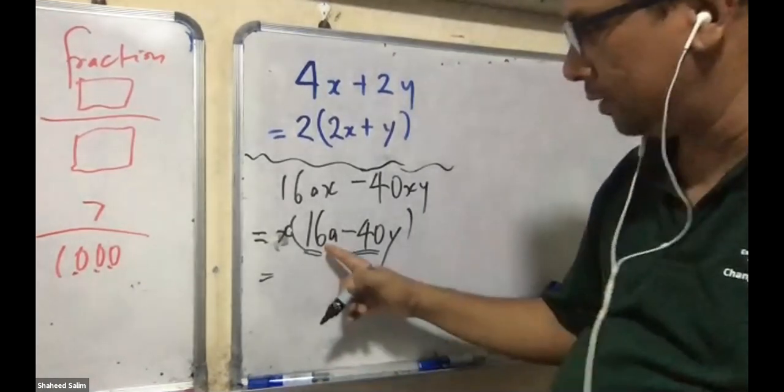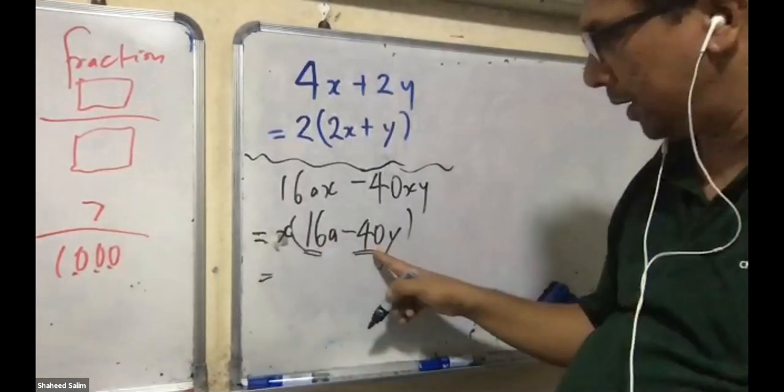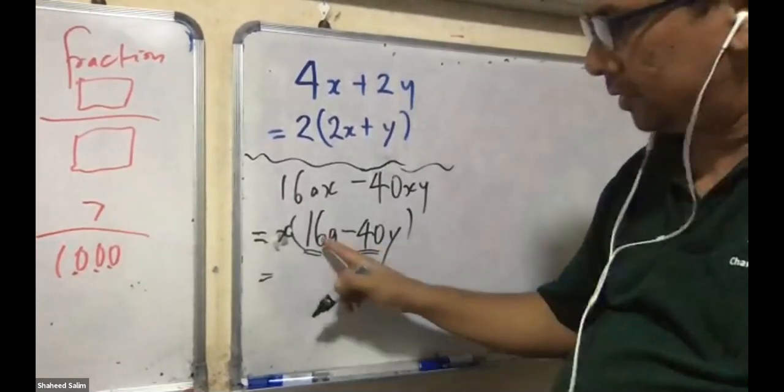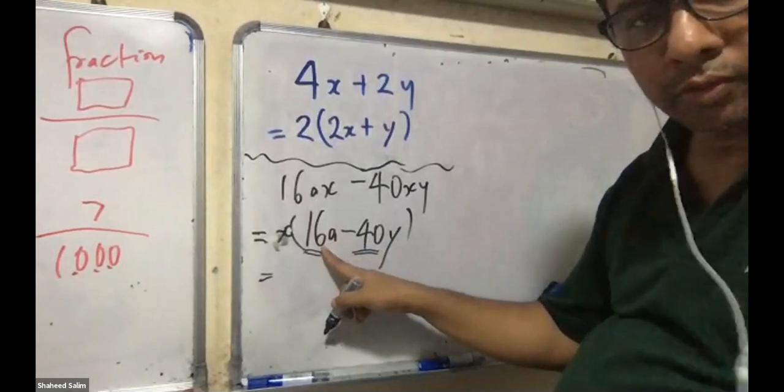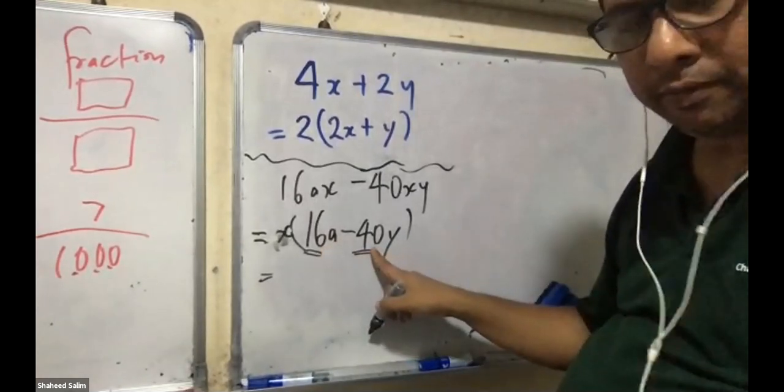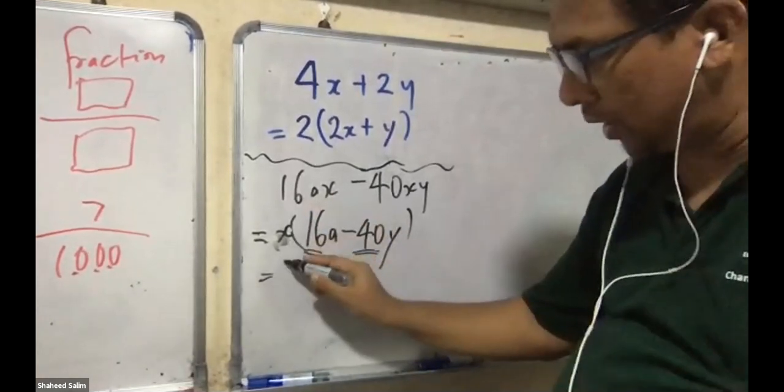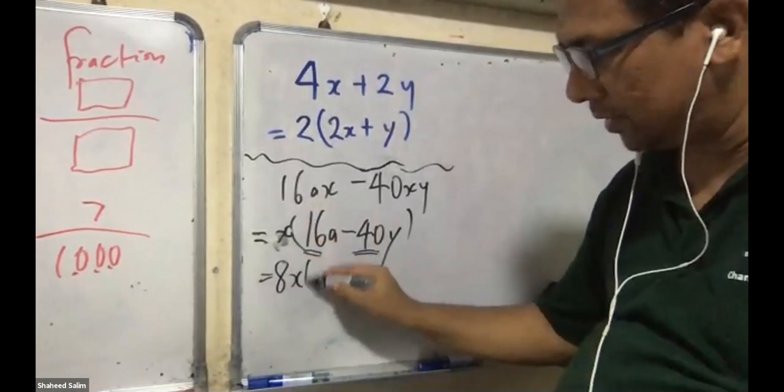Both can be divided by 8. 16 divided by 8 gets 2. 40 divided by 8 gets 5. So I'm going to put the 8 outside. Watch out now, it becomes 8x.